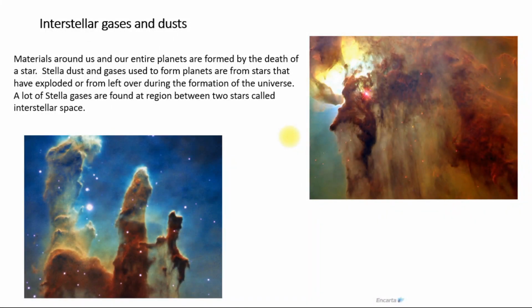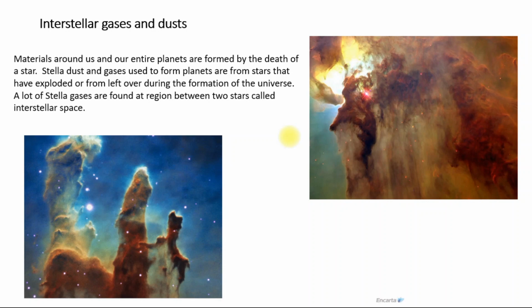Interstellar gases and dust. Material around us and our entire planets are formed by the death of a star. Stellar dust and gas used to form planets are actually from stars that have exploded or from leftover during the formation of the universe.